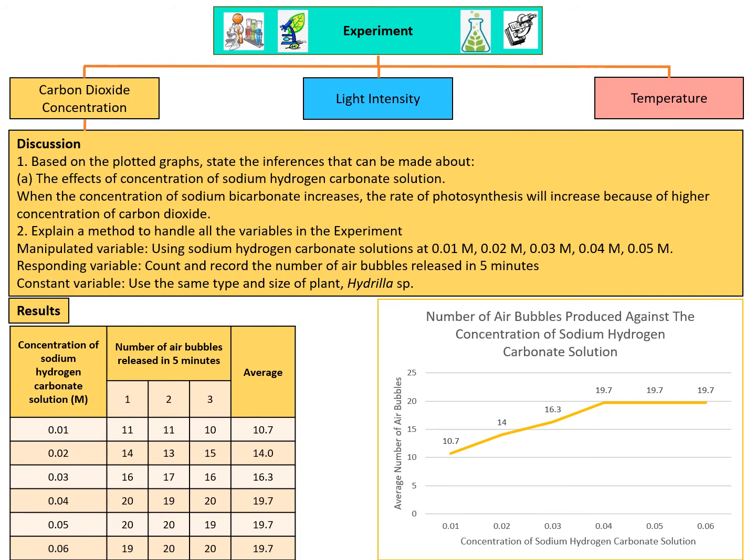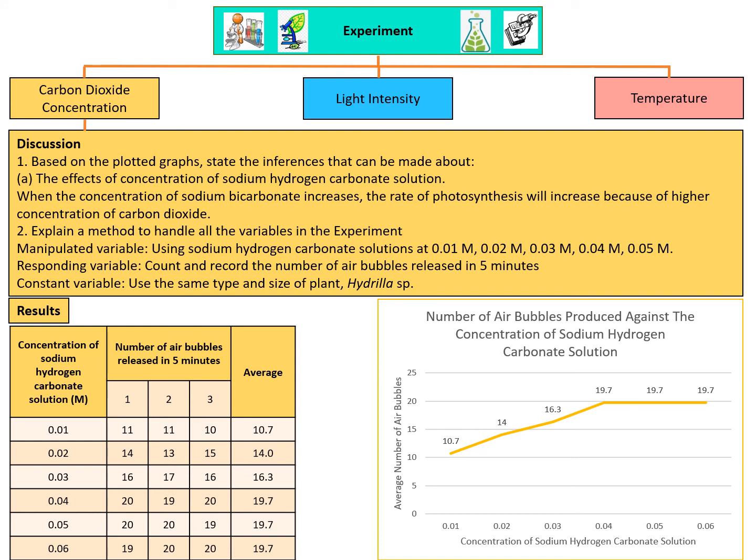Discussion question for carbon dioxide concentrations. Based on the plotted graph, state the inferences that can be made about the effect of concentration of sodium hydrogen carbonate solutions. The answer is, when the concentration of sodium hydrogen carbonate increases, the rate of photosynthesis will increase because of higher concentration of carbon dioxide.